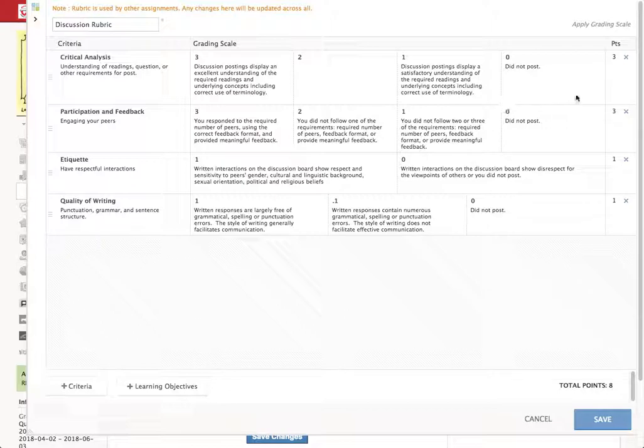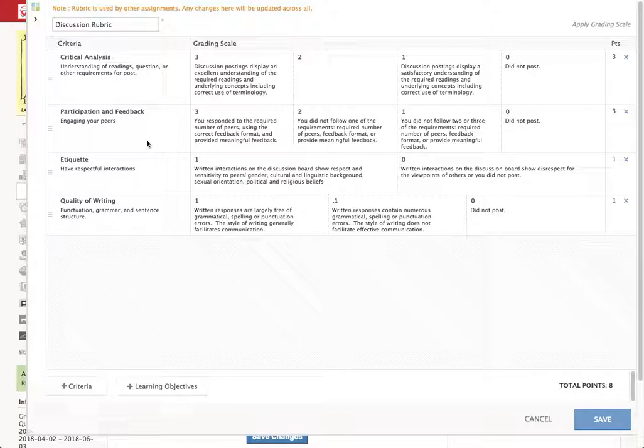That is going to be based on a 3-point scale, 3 being that you did it, you were excellent at it, 1 being satisfactory, and 2 being somewhere in the middle, and you would only get a 0 if you did not post. The next category is participation and feedback.